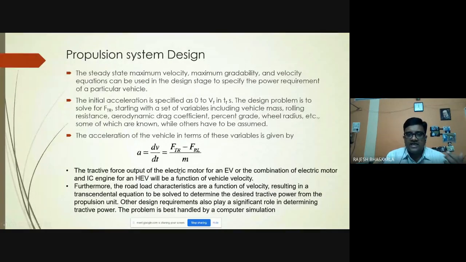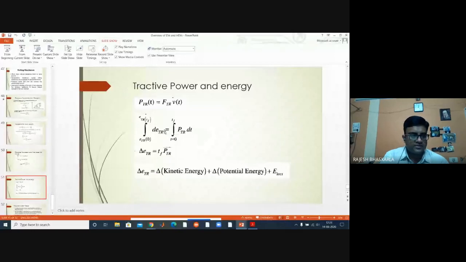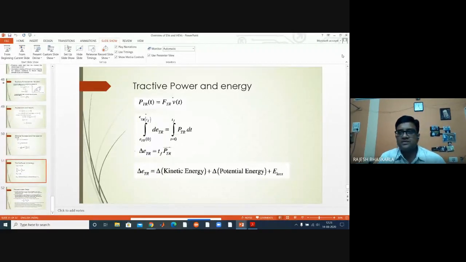Because a hybrid electric vehicle is a combination of both an electric motor and an internal combustion engine. As we have both, the vehicle velocity depends on both the motor and the internal combustion engine. And the road characteristics of the vehicle are also considered. So in propulsion system design, these are the specifications which we consider in order to design the vehicle. So I think this ends this part of the presentation.